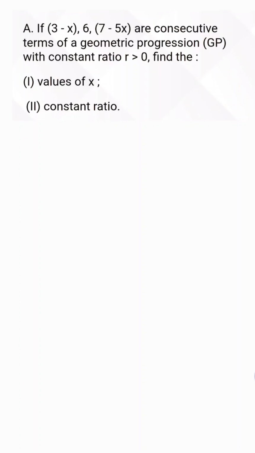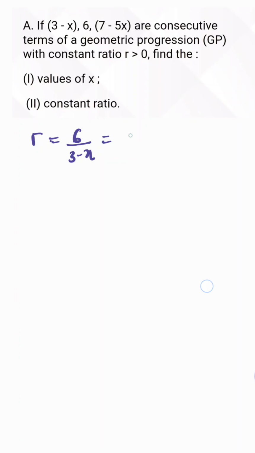Don't forget that in a GP, to calculate the common ratio r, which is the second term divided by the first term, we can say the second term here is 6 divided by the first term, which is 3 minus x. The answer must be the same by dividing the third term, which is 7 minus 5x, divided by what? The second term, 6. So that means the new term divided by the previous term. That's the rule for constant ratio. Now let's simplify this to get a value of x.